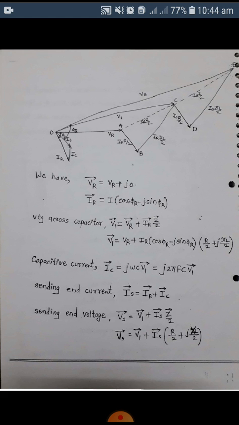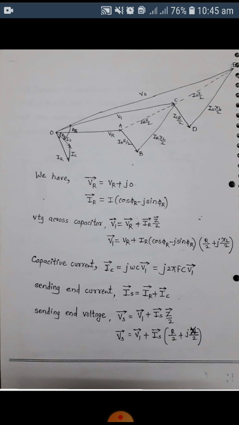Now we have to represent receiving end current IR bar. That IR we can represent as equal to the magnitude of that receiving end current, that is I or IR, into cos phi r minus j sin phi r. That I represents the magnitude of the receiving end current, and inside the bracket cos phi r minus j sin phi r represents the exact position of that current phasor from the reference phasor.